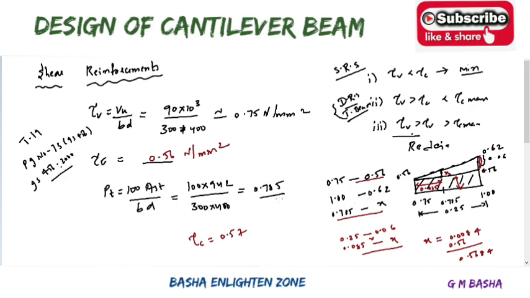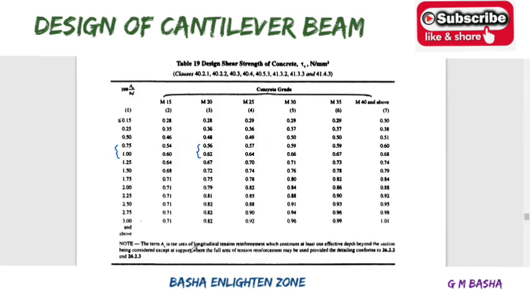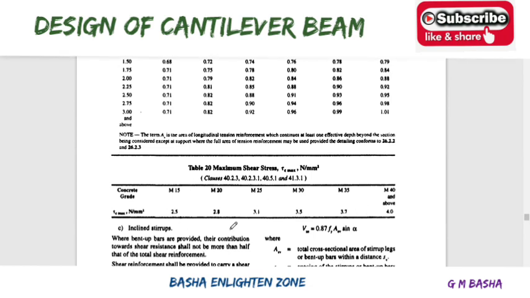And so here we get one confirmation, tau v will be greater than tau c, which lies in the second condition. Why? Because it does not lie in the first condition, but it lies in the second condition. Again check with tau c maximum. Tau c maximum for M20 grade concrete is 2.8. So we will get this from table number 20.